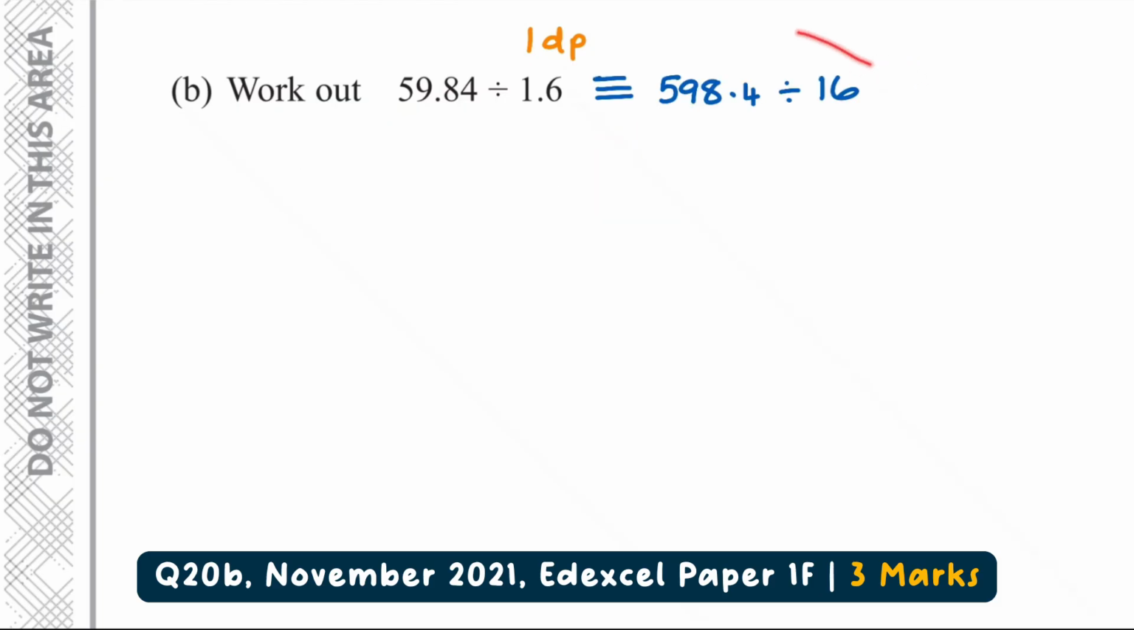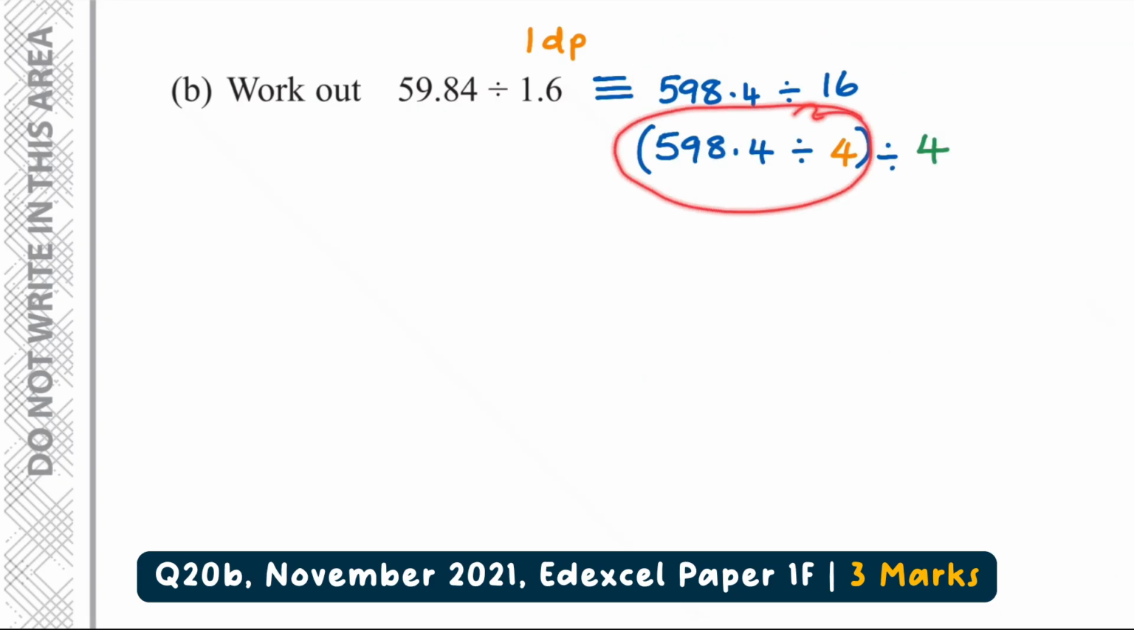Now there are several ways to do this division, but I'm going to use the bus stop method. When dividing by bus stop, it's easier when the divisor is a single digit. So instead of dividing by 16, I'm going to break 16 into two factors. I can either break 16 into 8 times 2, or into 4 times 4. I'm going to go with 4 times 4. So to work out 598.4 divided by 16, I'm going to divide 598 by 4, and whatever that answer is, I'm going to divide that by 4.